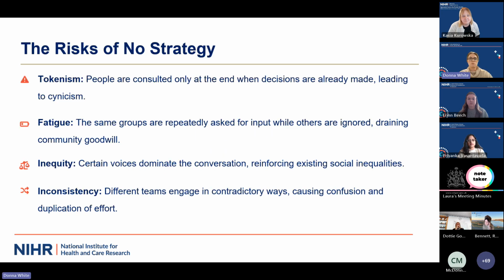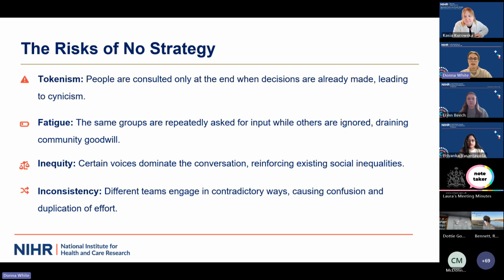So just to go through some of the risks that having no strategy may have. Before we talk about what good looks like, it's important to recognise what happens when local government approaches are done on an ad hoc basis. We've talked in the past about tokenism, and the importance of people not feeling that is part of what they're doing, when people are consulted only at the end and the decisions have already been made. There's also the issue of fatigue, as I've previously mentioned: the same groups are repeatedly asked for input, whilst others are never reached. And with the inequality of having no strategy, certain voices often dominate the conversation and existing inequalities become reinforced.